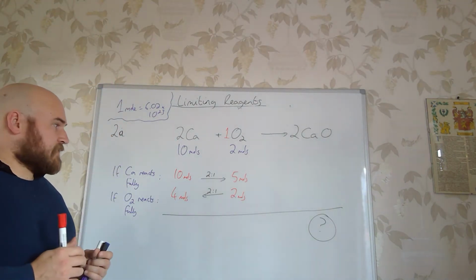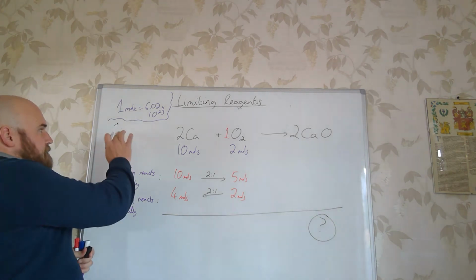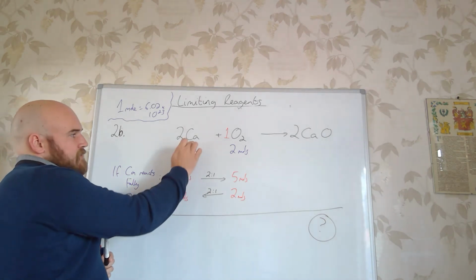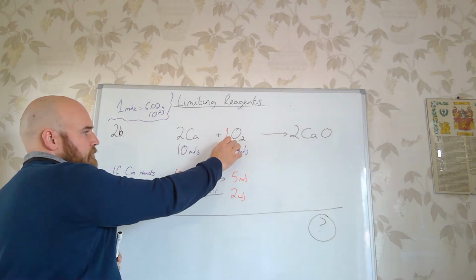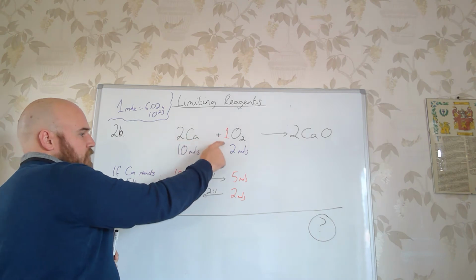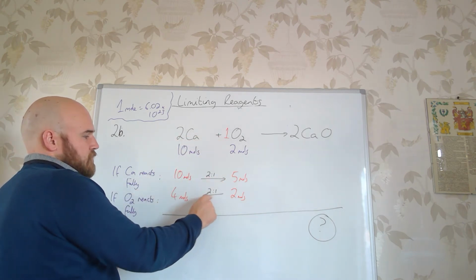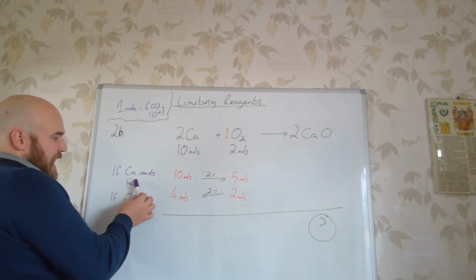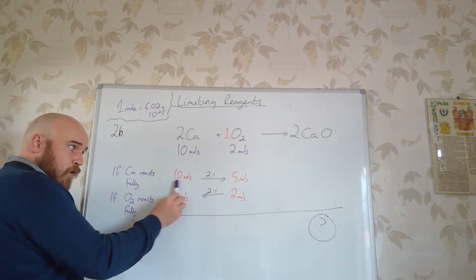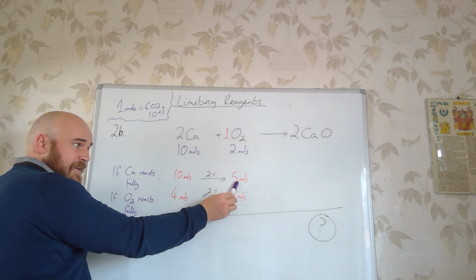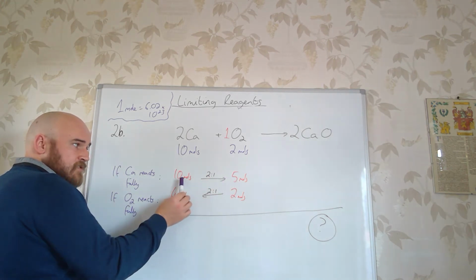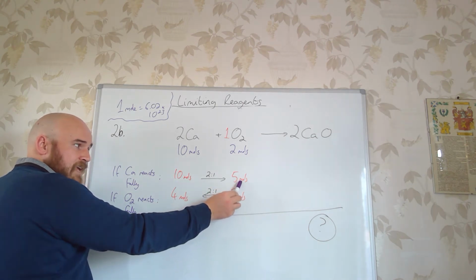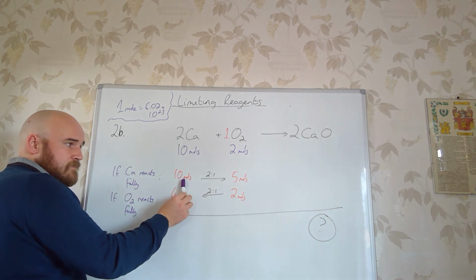Okay, folks, so I've set the board up for question 2B this time. Let's have a look at what we've got here. We've got 10 moles of calcium and 2 moles of oxygen. They react in a 2-to-1 ratio, so 2 to 1, 2 to 1, which is brilliant. Same sort of thing. If calcium reacts fully, so if all of that reacts, how much of this will I need? Well, it's a 2-to-1 ratio, so 10 moles of this will need 5 moles of this. So this number has to be half the size of that number.